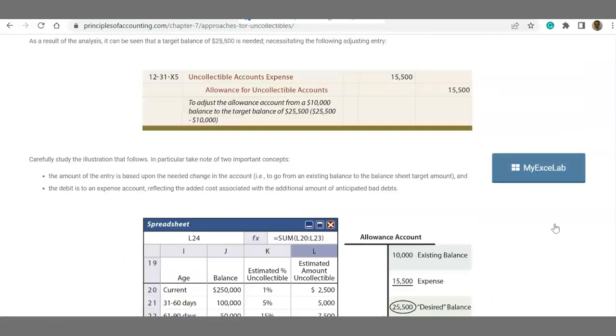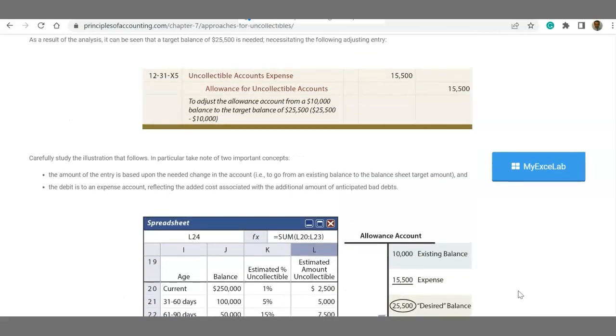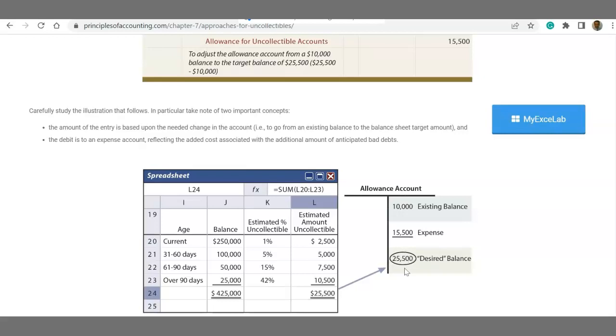Okay. Now, here it is showing why you need to debit only $15,500, because you have a $10,000 existing balance. You only need to do an additional $15,500 journal entry in order to get your desired balance, because you are using the percentage of accounts receivable method.